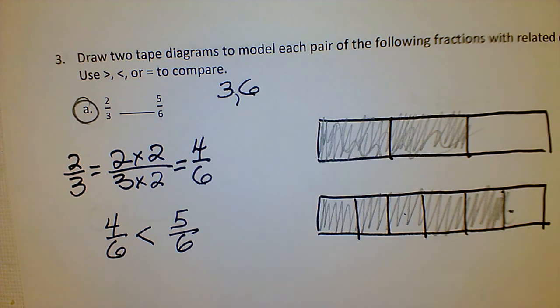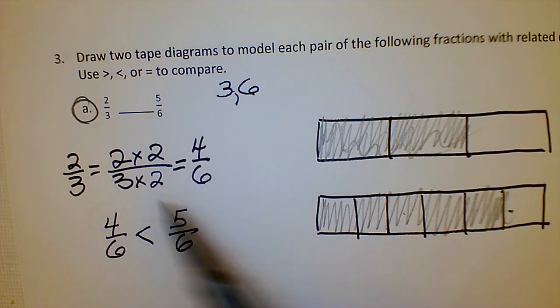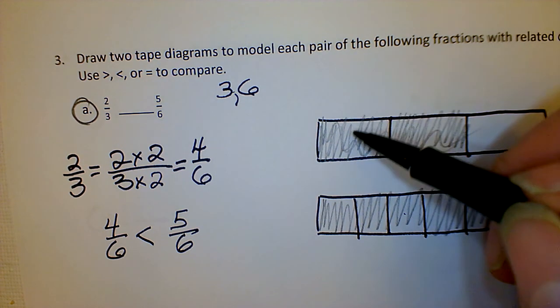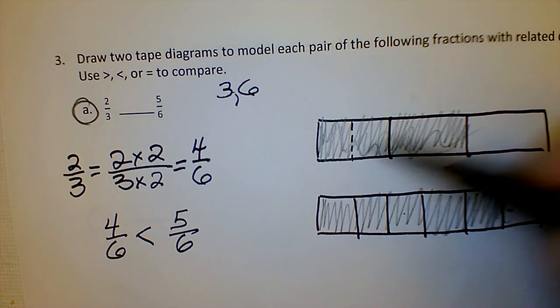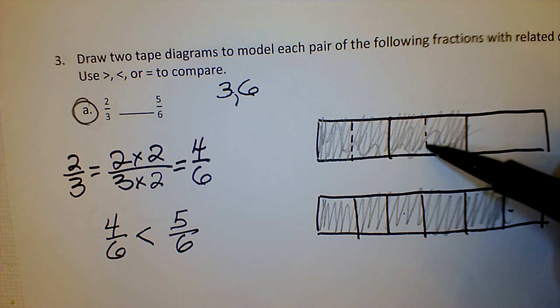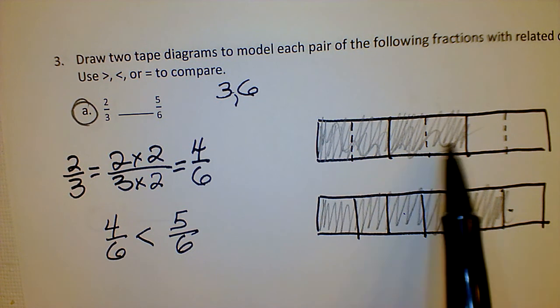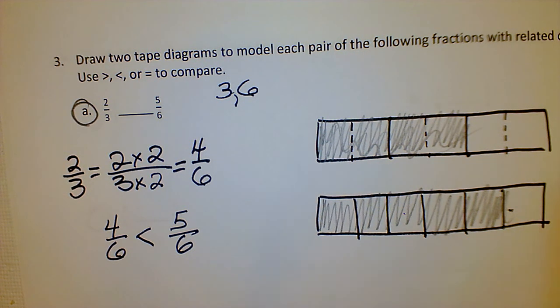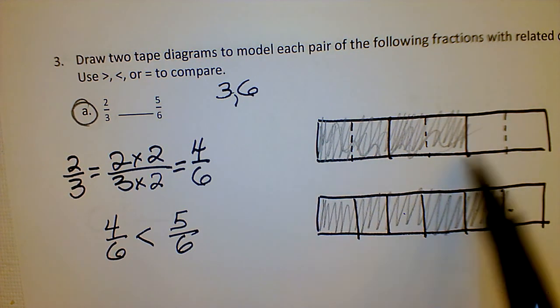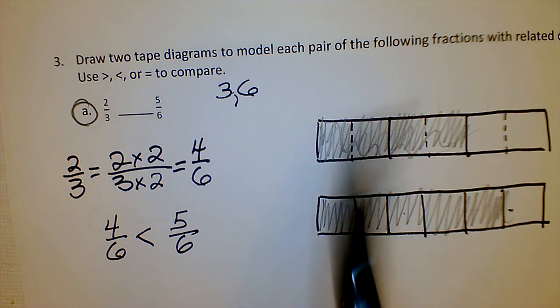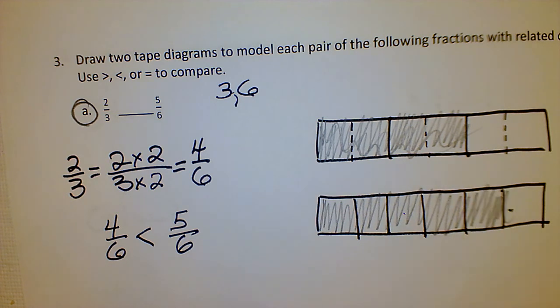We want to model what we did. So since we multiplied times 2, it means that we cut each of these up into 2 pieces, or split them, or decompose them. And so I'm going to put that dotted line in there. So now you can see that I turned it into 1, 2, 3, 4, 5, 6 pieces, and we have 6ths. You can again see 4/6 was less than 5/6. Okay, so I'm going to let you do B on your own.